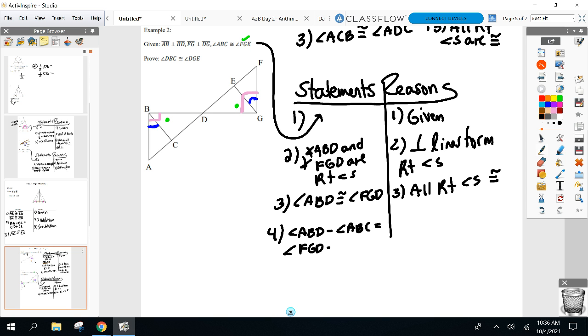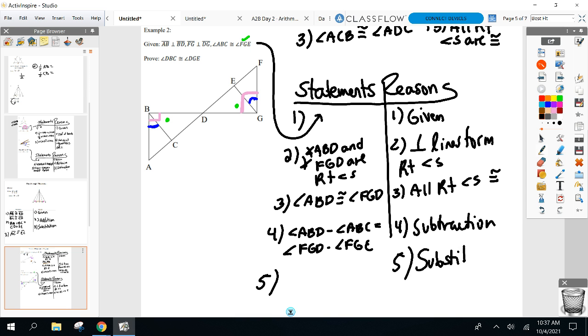Subtract FGE. Always need two pairs, and I only gave you one. And where'd the second pair come from? Your right angles being equal. Always forget when this one ends. And then always what's after subtraction, addition, substitution, to plug in the prove angles. DBC is congruent to DGE.